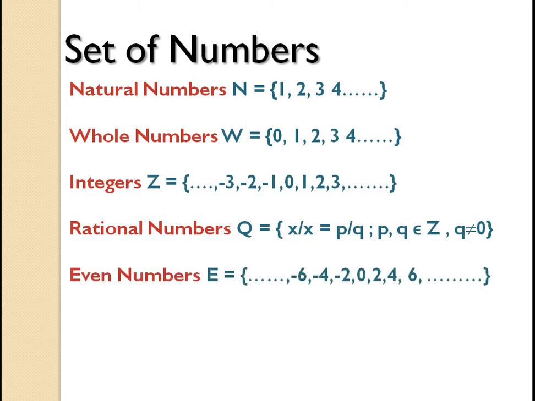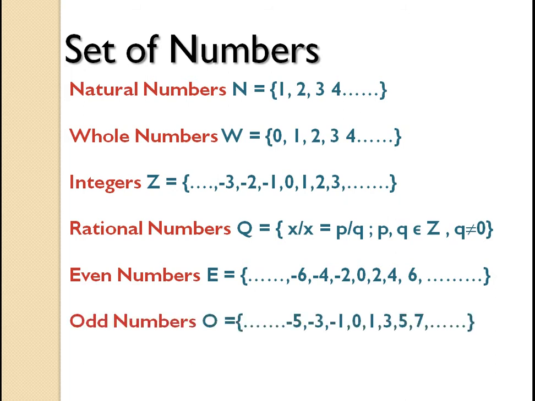Similarly, the next one is even numbers. Even numbers include the integers which start from 0, plus minus 2, plus minus 4, plus minus 6, and so on. The set of even numbers is represented by E and can be written in brackets as minus 6, minus 4, minus 2, 0, 2, 4, 6, and so on. Similarly, now onward to the odd numbers, which include the integers plus 1, minus 1, plus minus 3, plus minus 5, and so on. The set of odd numbers is represented by O, and it can be written like this: minus 5, minus 3, minus 1, 1, 3, 5, 7, and so on.